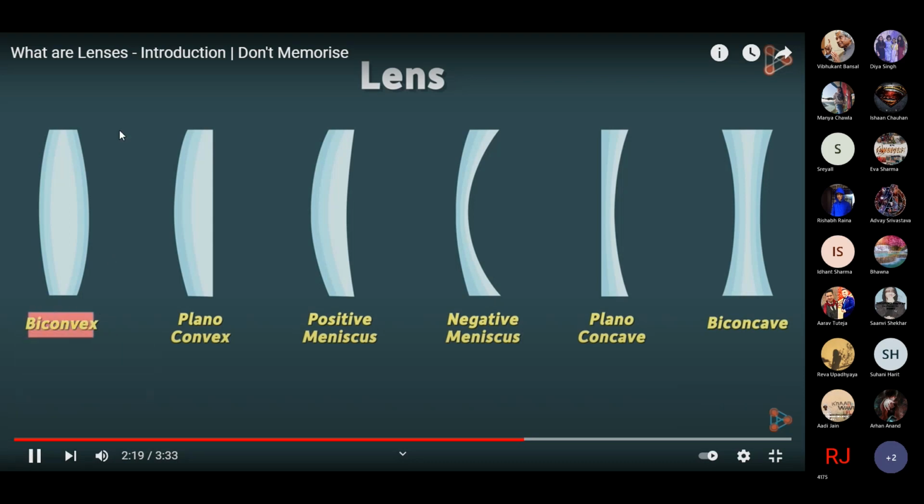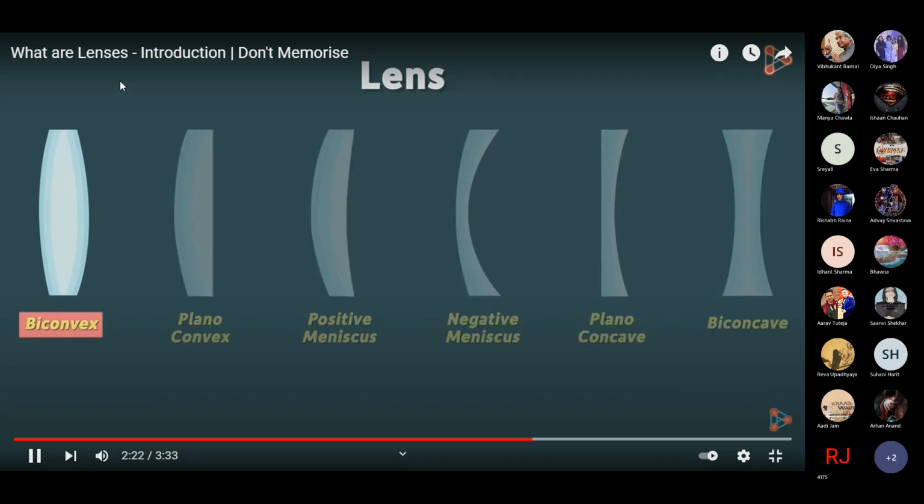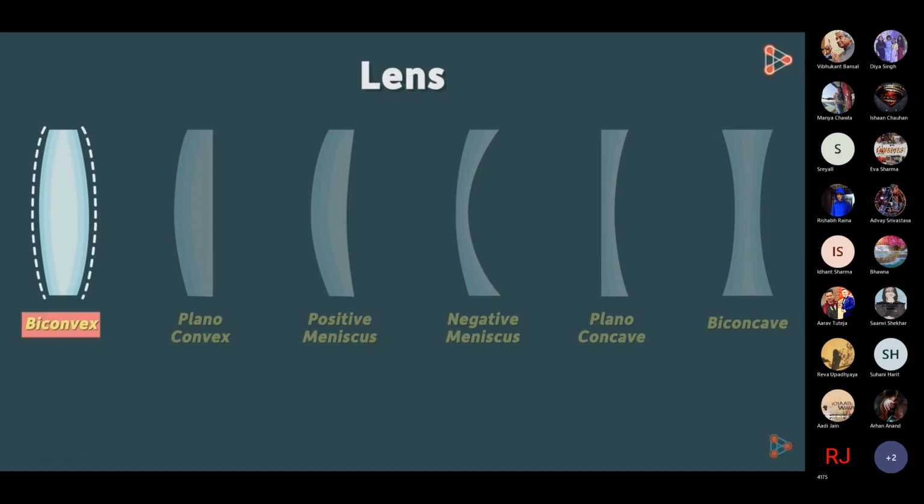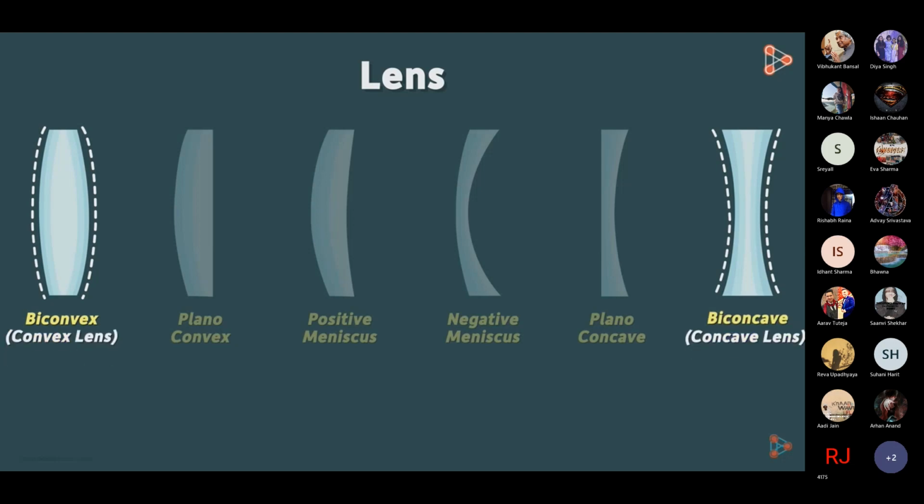A simple biconvex lens is a lens in which the two bounding surfaces are spherical and are curved inside. Similarly, a biconcave lens is a lens with two spherical surfaces, both of them curved outside. For simplicity, instead of biconvex or biconcave, we call them convex lenses and concave lenses.